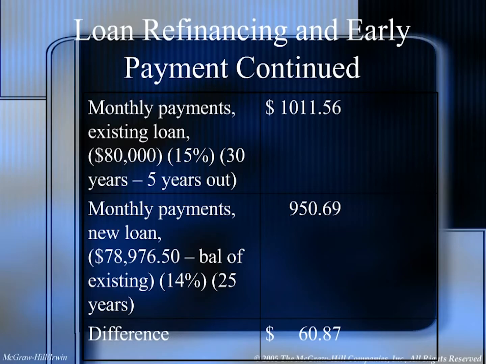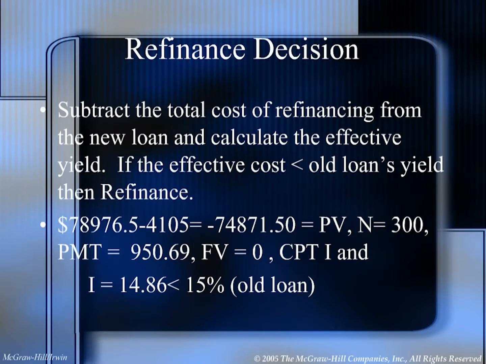From that, we now say the new loans are at 14%, and again, we're going to try to keep the term the same. The other loan's term was 30, but it's 5 years old, so there's really 25 years left. So the new loan we're going to look for would be a 25-year loan. If we calculate that, we'd see that the difference between the monthly payments on this new loan and the monthly payments on the existing loan is $60.87 a month.